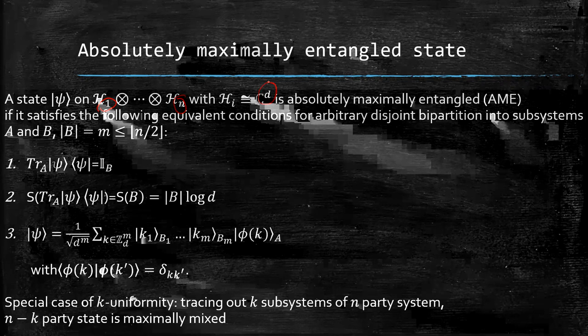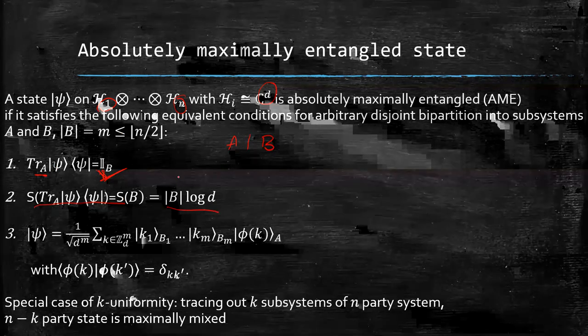And then the state that is maximally entangled with respect to a certain partition has the property that when the partition is A versus B, and you trace out the remainder of the system, you obtain the maximally mixed state. And of course, it is equivalent to stating that the entropy of this state is maximal and is in fact proportional to the number of elements in the smaller region, when B is smaller here.